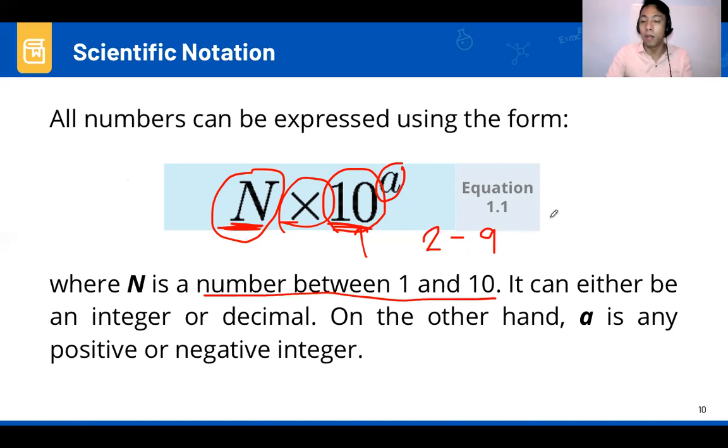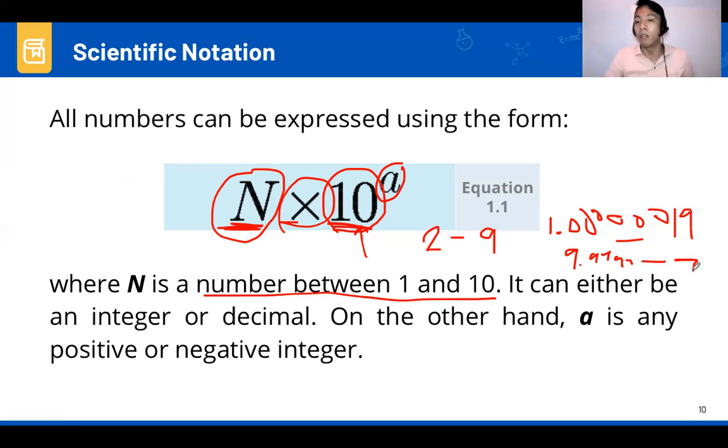1 to 10 are starting with 1 point, ayan, 0, 0, 0, kahit ilang 0 yan, tapos merong 9 sa dulo. Or merong 1 sa dulo. Kahit ilang 0 yan, but merong 1 sa dulo is still between 1 and 10. So, if you will imagine, this is 1.000000001 to 9.9999999999999. So, infinite na 1 is still between 1 to 10. Basta hindi pa siya nagti-10, ibig sabihin, between 1 to 10 pa lang siya.